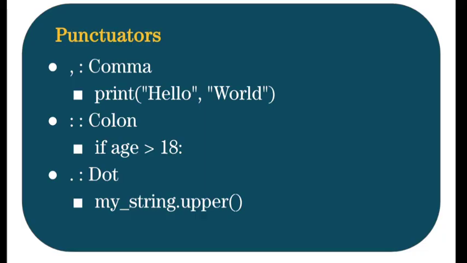Next is dot. It is for accessing attributes or methods of an object. For example, my string dot upper. That upper is a method used in strings. So it accesses the method of an object.